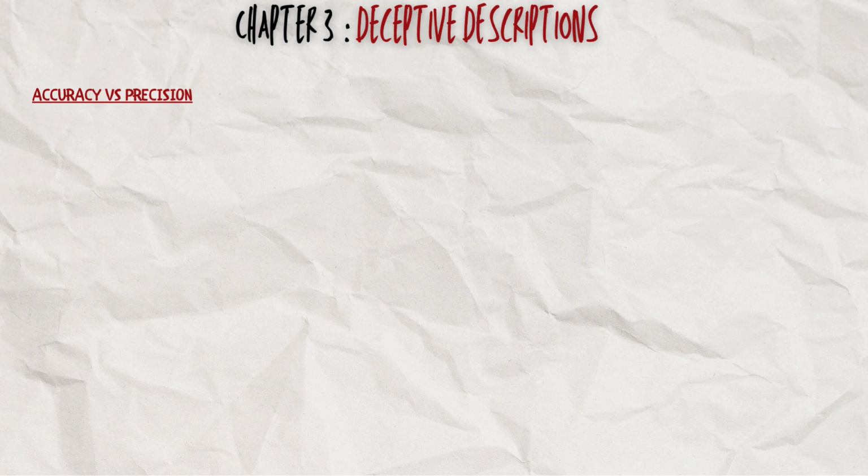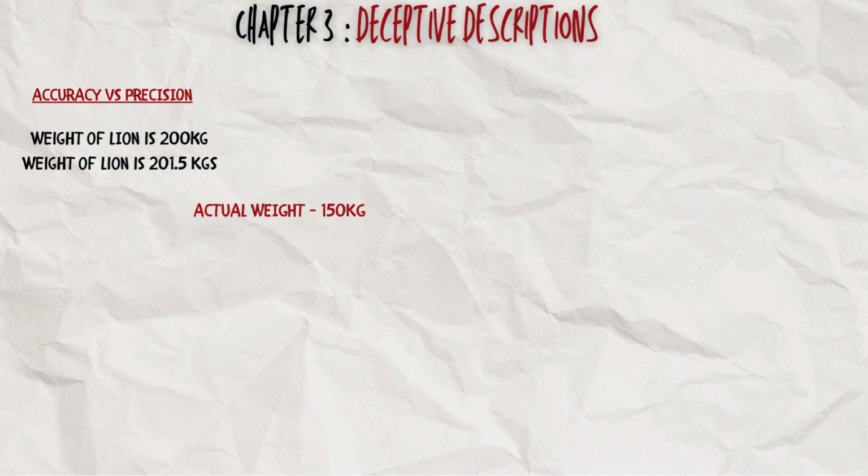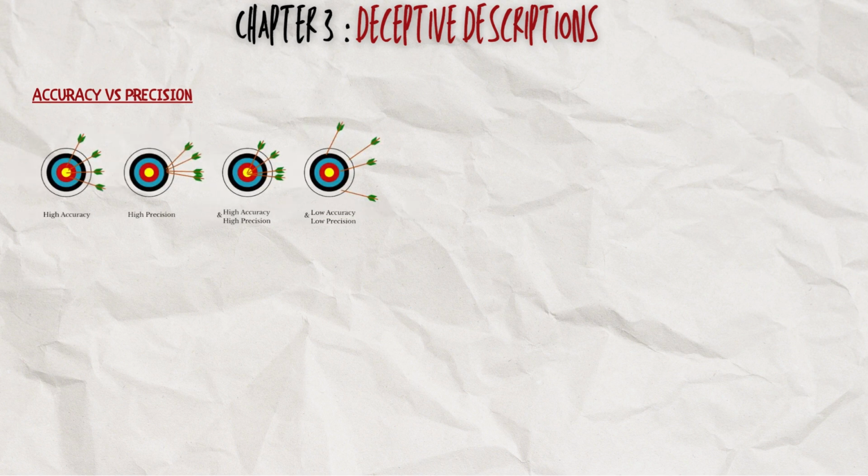Now, precision is how specific your measurement is. That is, someone saying a statement like the weight of a lion is around 200 kgs is less precise than someone saying the weight of a lion is 201.5 kgs. That's a more precise statement. However, accuracy is how close you are to the actual target. That is, say in this case the weight of a lion was actually 150 kgs, then both of these measurements, that is 201.5 and 200, are inaccurate. And that is the difference between accuracy and precision, which is very aptly described in these 4 diagrams.